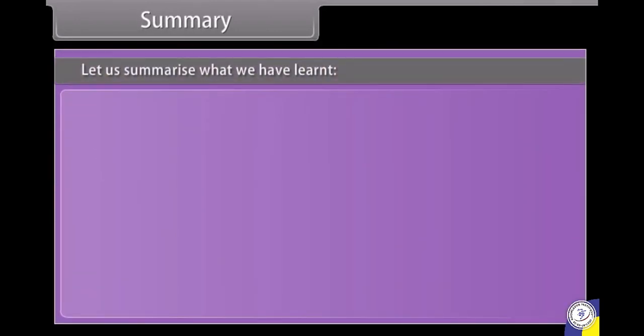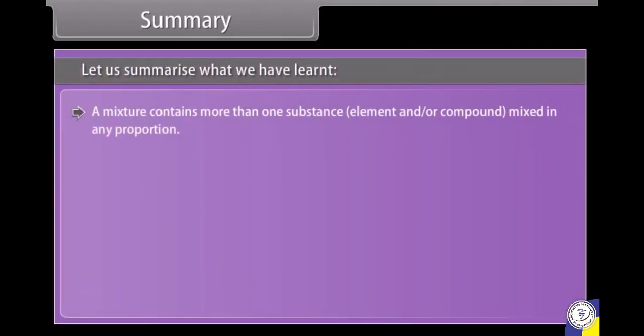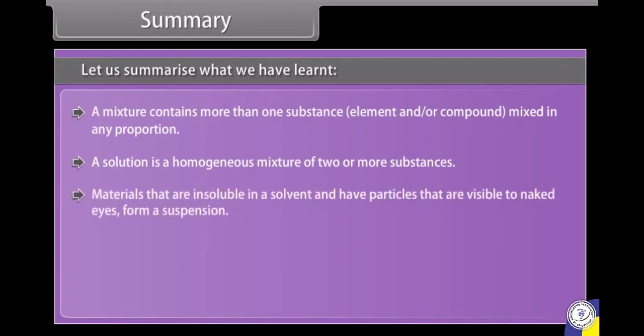Let us summarize what we have learned. A mixture contains more than one substance, element or compound mixed in any proportion. A solution is a homogeneous mixture of two or more substances. Materials that are insoluble in a solvent and have particles that are visible to naked eyes form a suspension. A suspension is a heterogeneous mixture.